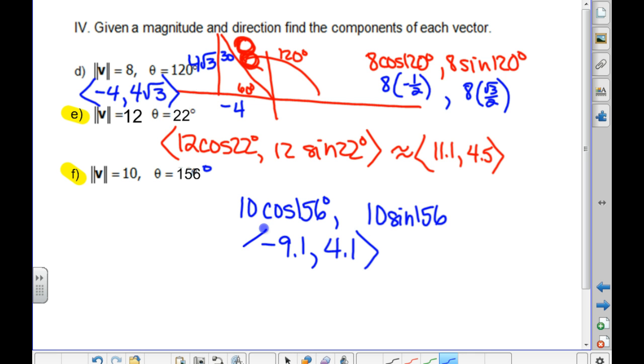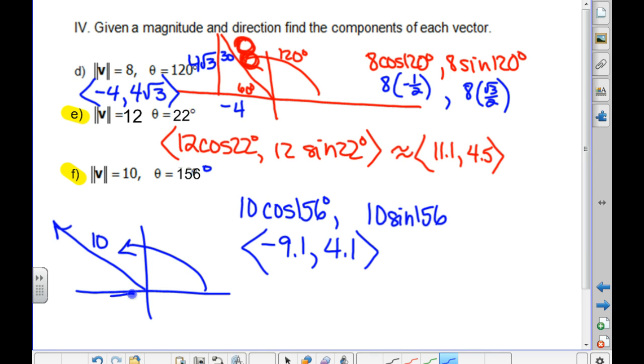Yes. Okay. Students take calculus. If we went around 156 degrees and out 10 units, does it make sense that this would be negative 9.1 and up 4.1? Okay, so the good news is when you use this format, it will give you the right signs on the angles, okay? As long as you're measuring off the positive x-axis, it always gives you the right sign.